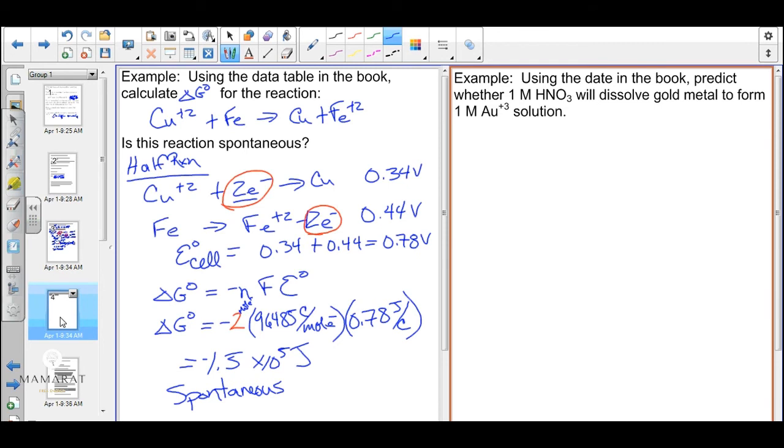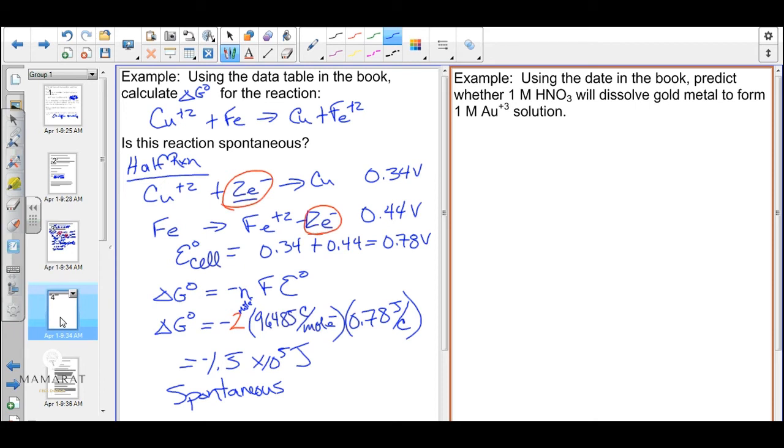So let's take a look at the example. Now, this is the one that we're going to spend a little bit of time on. The example here, and now I lost my page in the book. But the example here talks about using the data in the book, predict whether a 1 molar HNO3 will dissolve gold metal to form 1 molar Au plus 3. So Au plus 3 being gold ions in solution.